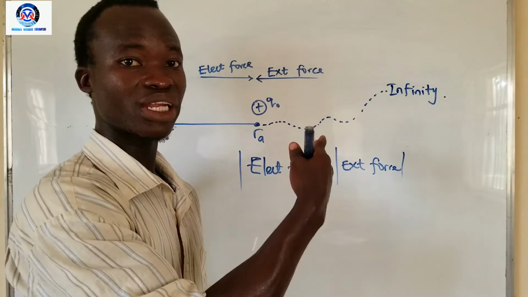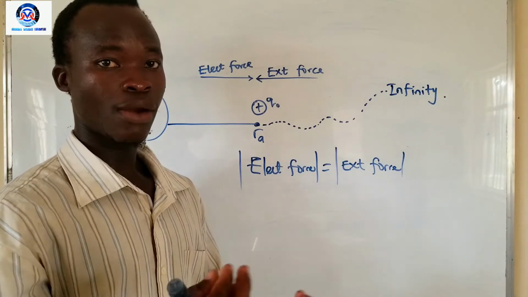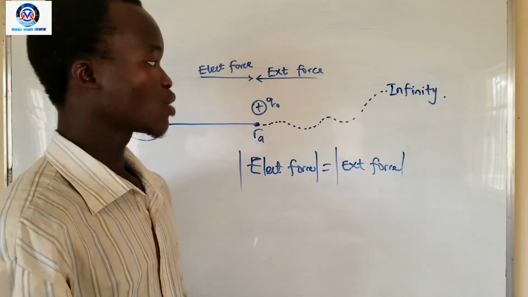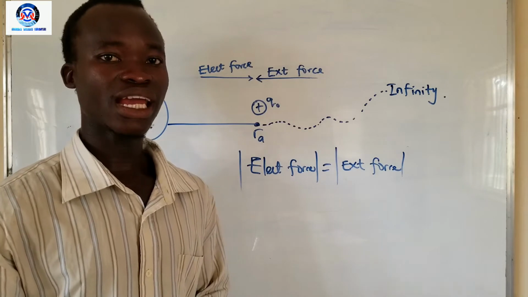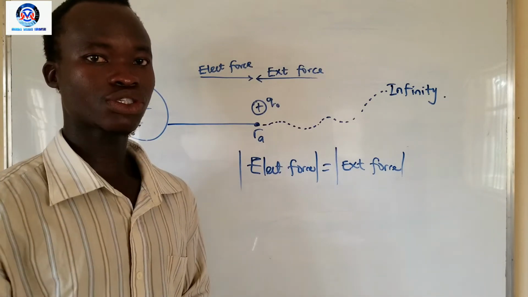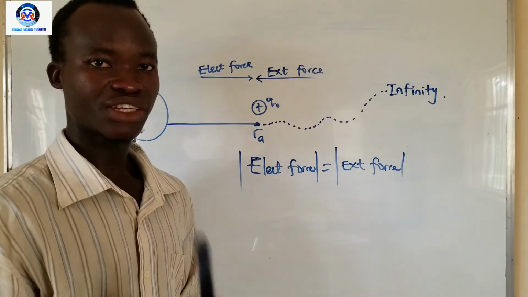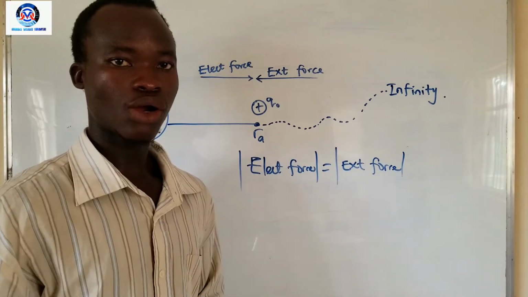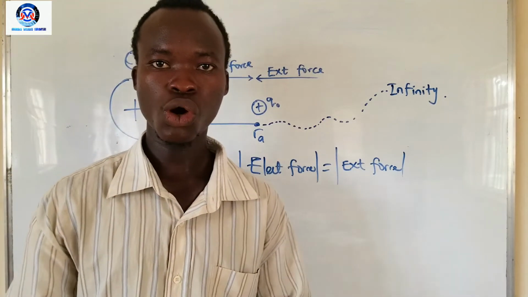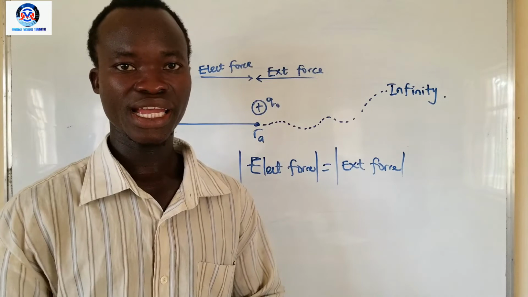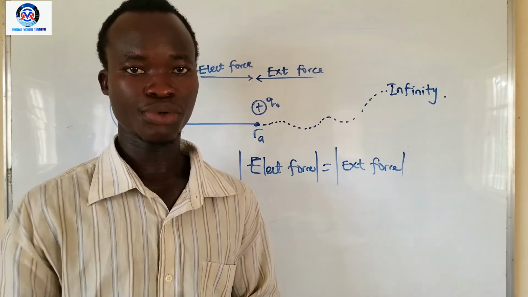The energy stored in the test charge due to the external force is called the electric potential energy. And we said that before the test charge can move against the electric field, the external force must have a magnitude that amounts to the electric force. So now we want to look into the derivation of the magnitude of the electric potential energy.